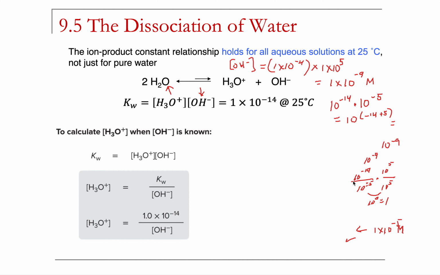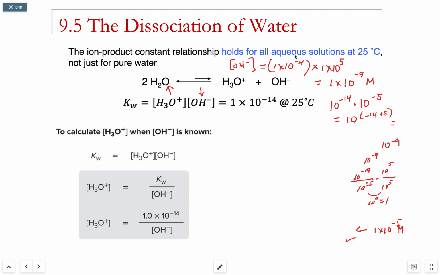Now, not only does it hold for pure water, but it also holds for all aqueous solutions at the same temperature, at 25 degrees Celsius. So if you've added an acid, or you've added a base, or even an ionic compound, just a salt, this relationship holds. That is, the product of the concentrations has to equal 10 to the minus 14th. So for example, if you intentionally added an acid, the hydrogen ion concentration is going to go up, but that simultaneously means that the hydroxide ion concentration goes down, such that the product is equal to 10 to the minus 14.